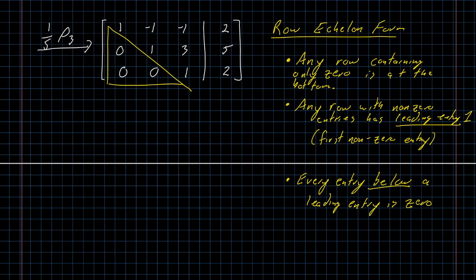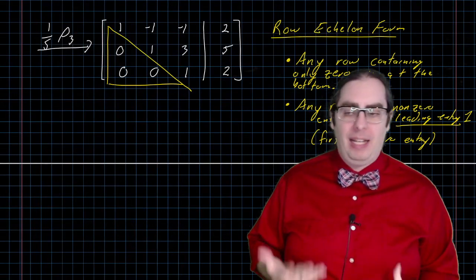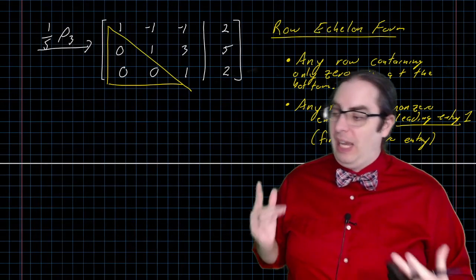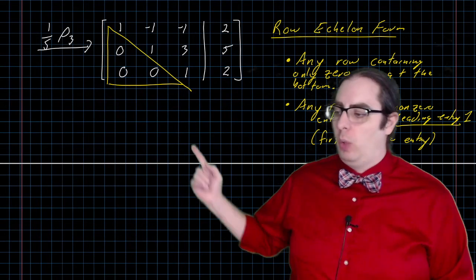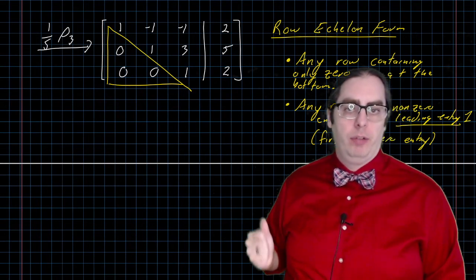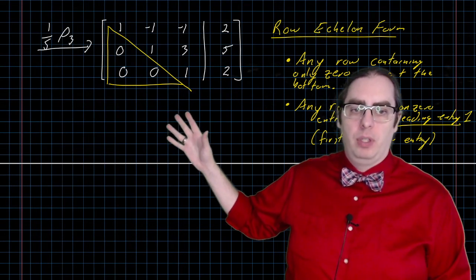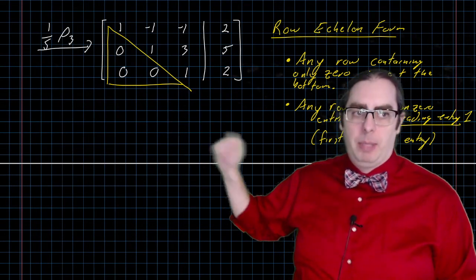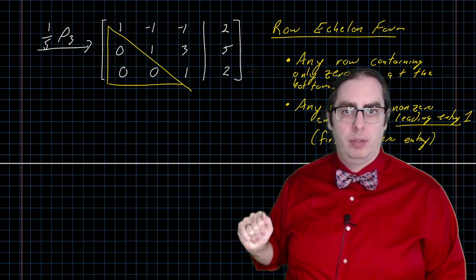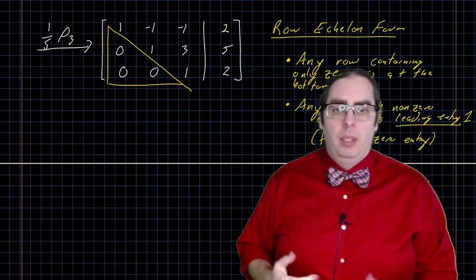And again, there's some debate as to how to set this up. Actually, some sources don't require the lead entry to be 1 for row echelon form. They just require you to label that leading entry and think about the zeros being below it.